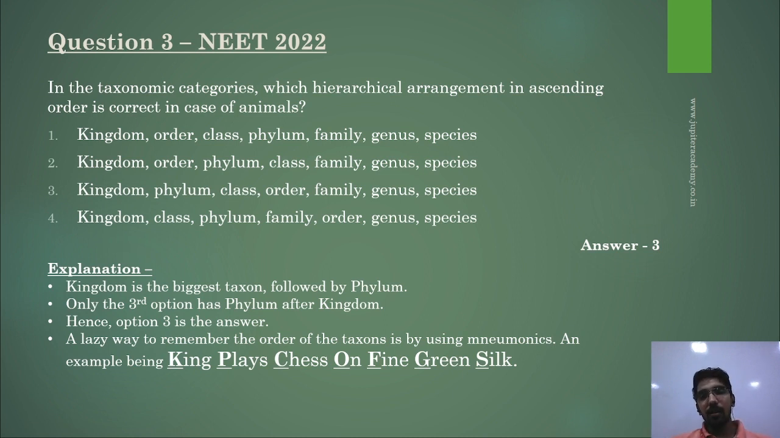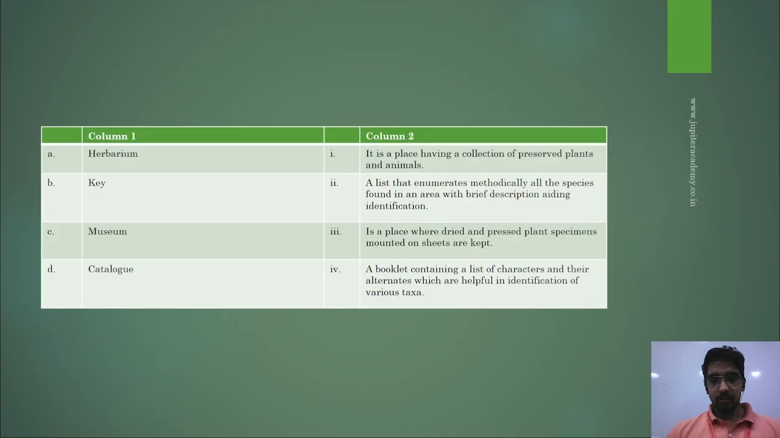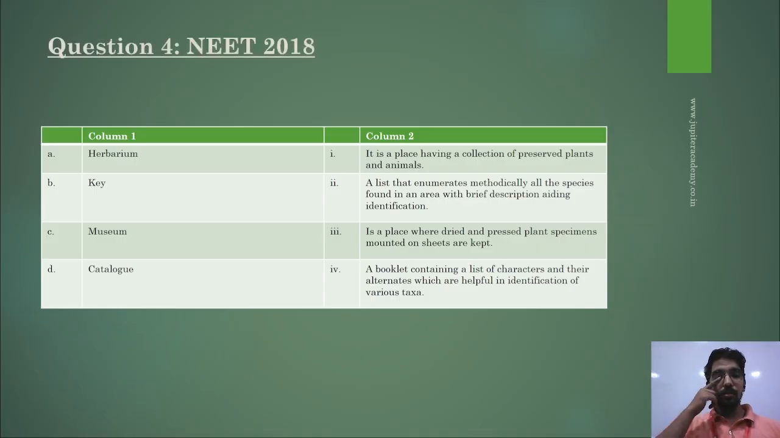But some very innovative students try to learn this using mnemonics. An example for a mnemonic is given here: King plays chess on fine green silk. King is for kingdom, plays is for phylum, chess on fine green silk. So that gives you the order of the hierarchy. You can make up your own sentences in order to remember the order. The next question is question number 4, which is from NEET 2018.